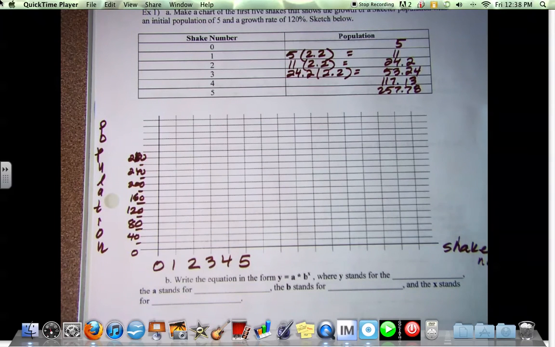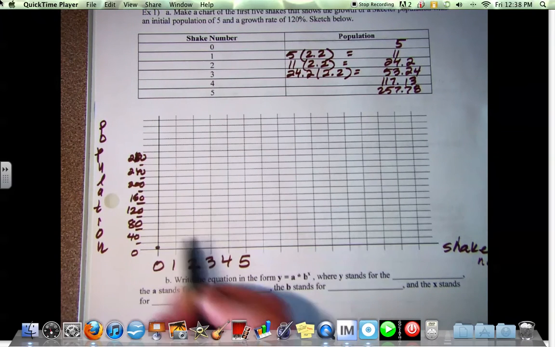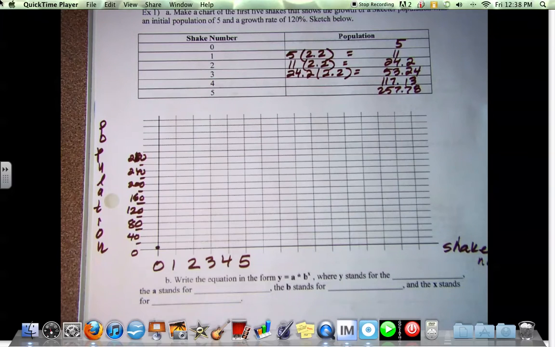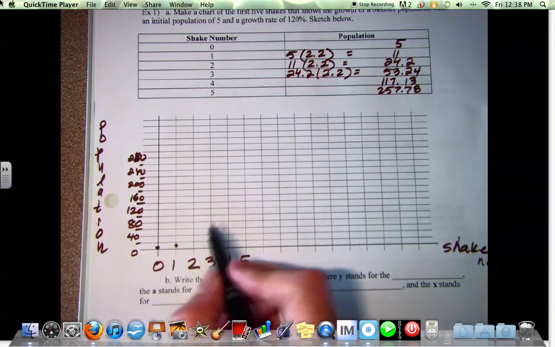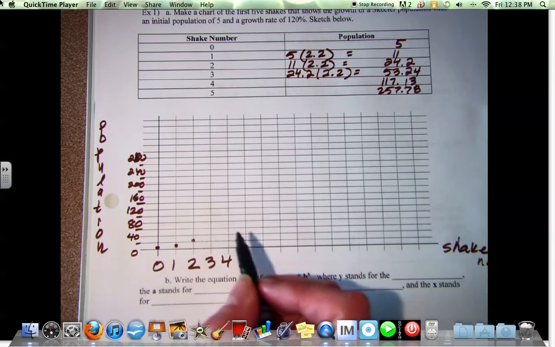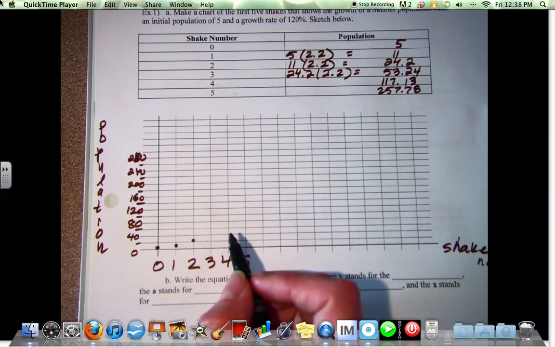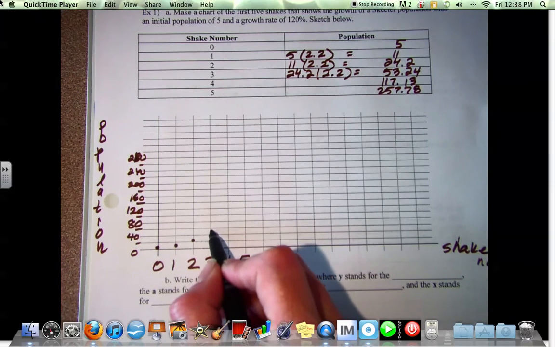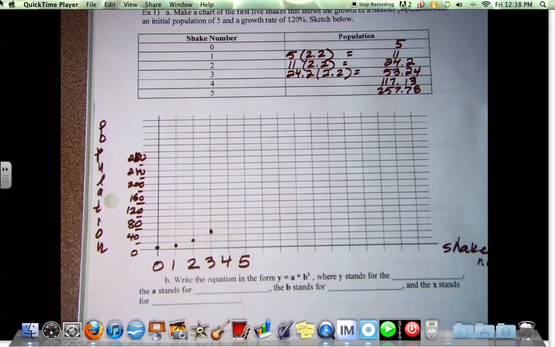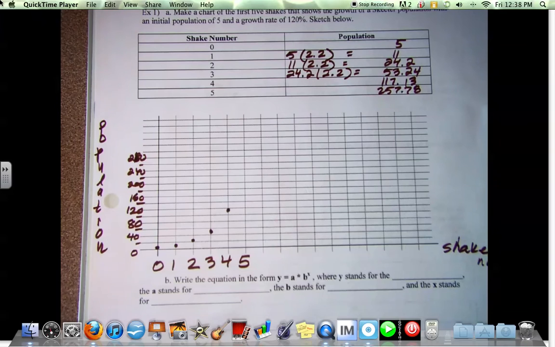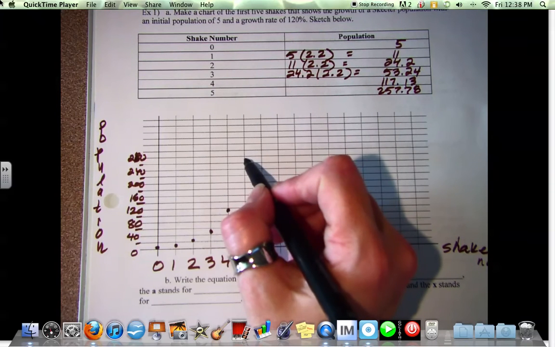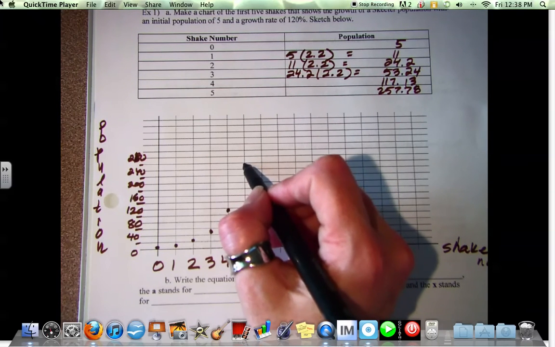All right, so what's the first ordered pair that we're going to grab? 0 and 5. Next ordered pair? 1 and 11. Yes. Next one? 2 and 24.2. Yep. Next one? 3 and 53.24. Yep. Next one? 4 and 117. And the last one. 5 and 257. Good.